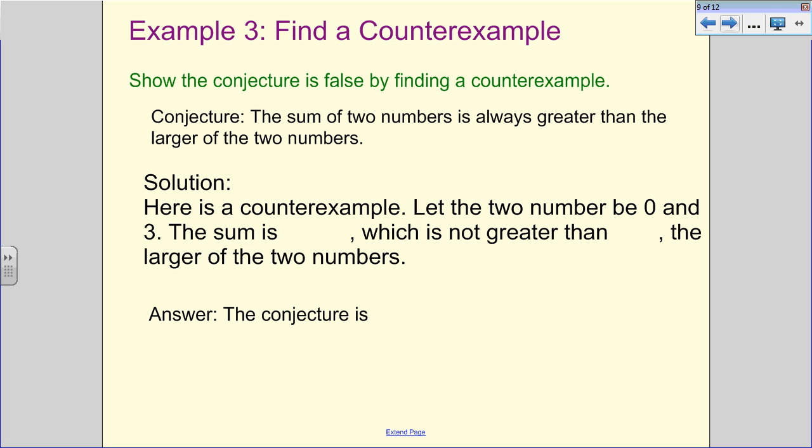Let the 2 numbers be 0 and 3, the sum of which is 3, which is not greater than this larger number, 3, which is the larger of 2 numbers. So because your answer was only equal to your largest number, we know that our conjecture was false.